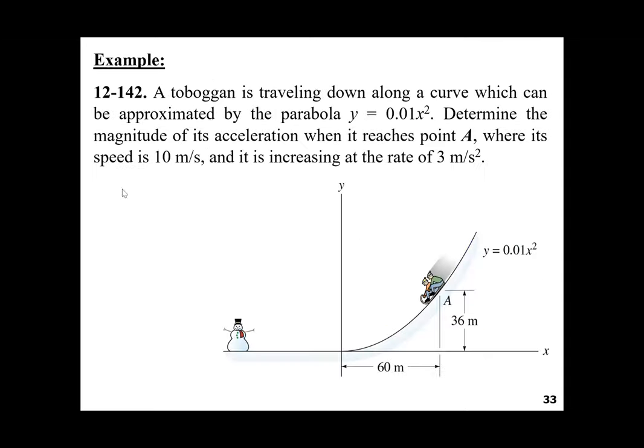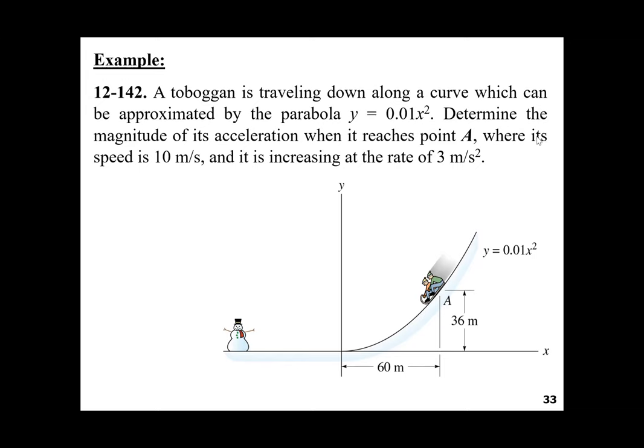Now we're going to do a couple of examples. I'm going to start with this example first. You have this snowy path, and you have this particle, two kids going on this path. The equation for the path is given, right? The problem says, find the magnitude of acceleration when this guy reaches point A. Point A has coordinates of 60 meters in x and 36 meters in y. So at this particular point, you want to see how much is the magnitude of acceleration for this particle. The path of motion is given.